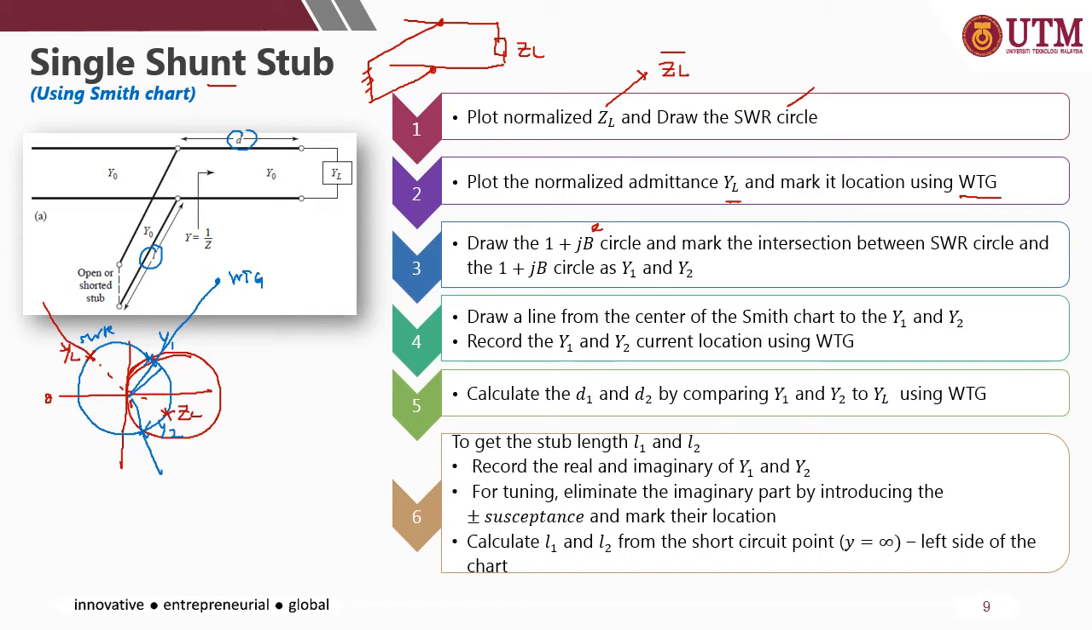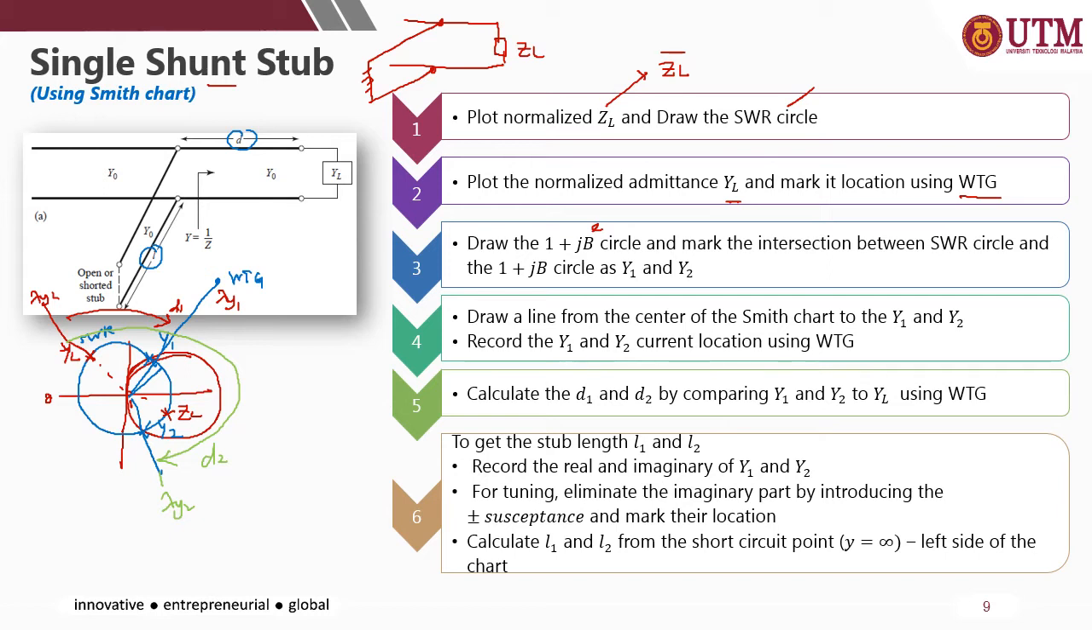Okay, so here you get the YL position, the lambda for YL, and here is the lambda for Y1, right? So you can calculate the D from the load to the stub. Okay, load to stub. So this is D1, and the other one from load to the second line, the second part. So here is lambda Y2. So you get your D2, by comparing the current position of the load admittance to the Y1 and Y2, right? So in this case, you'll be having two options, whether to use D1 or D2.